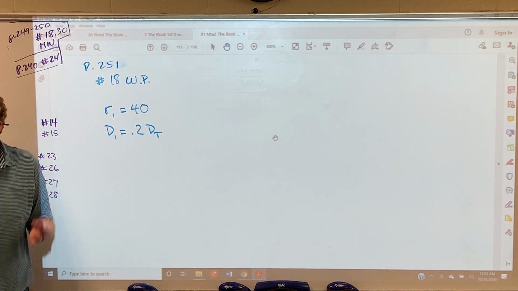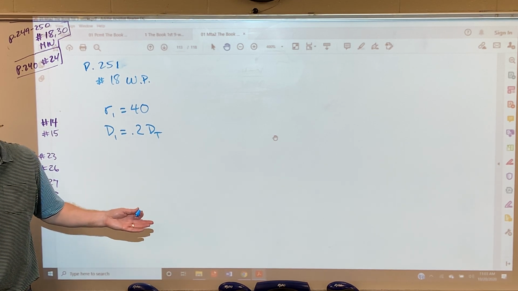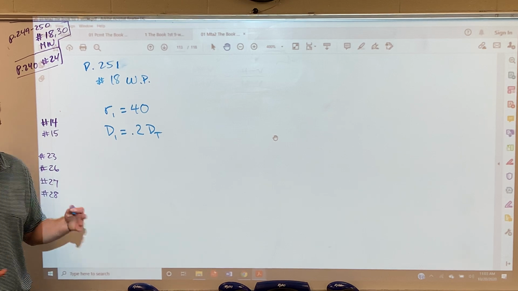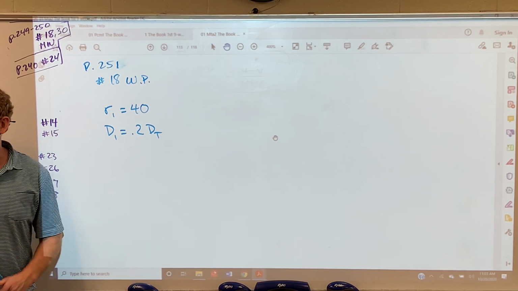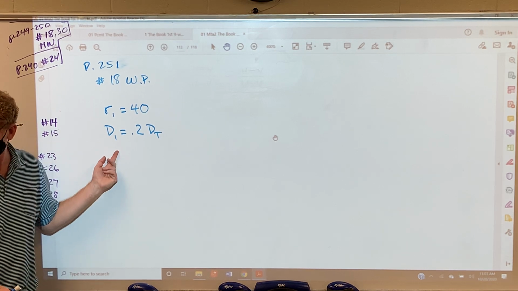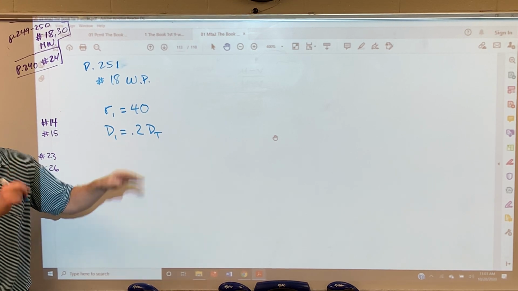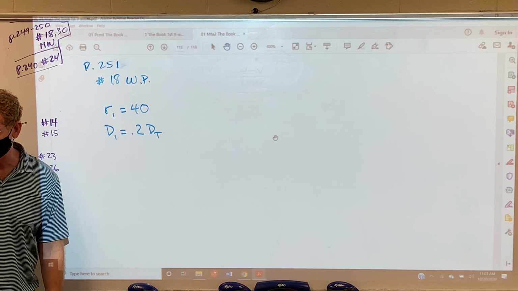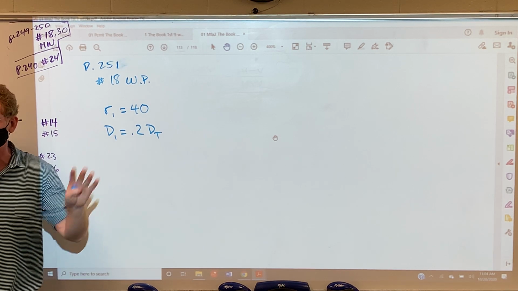Does that make sense? I don't know what the total distance is. They didn't tell me. So if it was 100 miles, it would be 20 of it. If it was 1,000, it would be 200. I don't know, but it's 0.2 of the total. That's the first distance. And I may not even need that. We'll see. Then it says she averaged 75 for the entire trip.